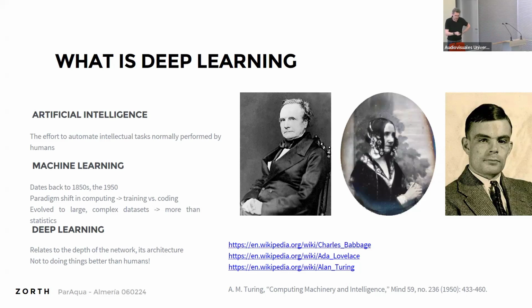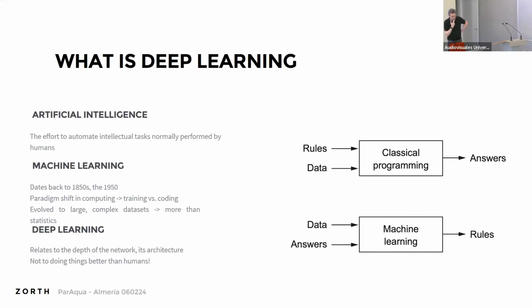There was really, at that time, a paradigm shift in the 90s between what we call classical computing and machine learning. In classical programming, you take rules, you take data, and you produce answers through a set of instructions, right? This is completely different from machine learning. What we do in machine learning, we take the data, we take the answers.